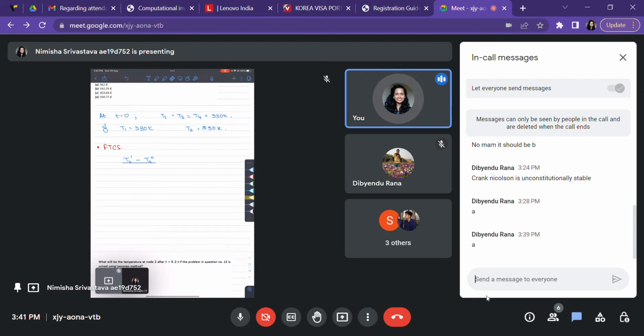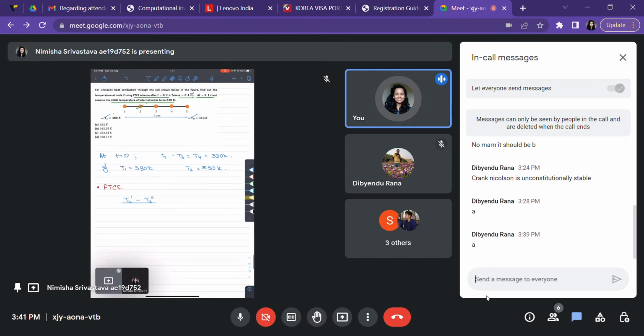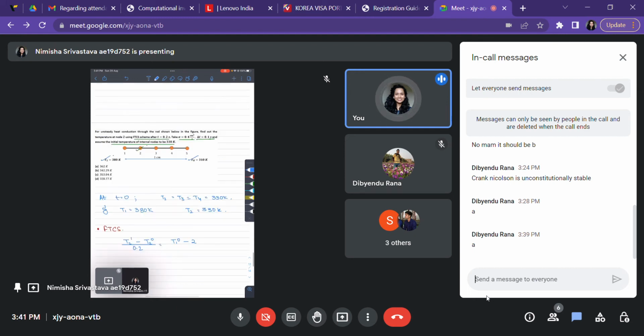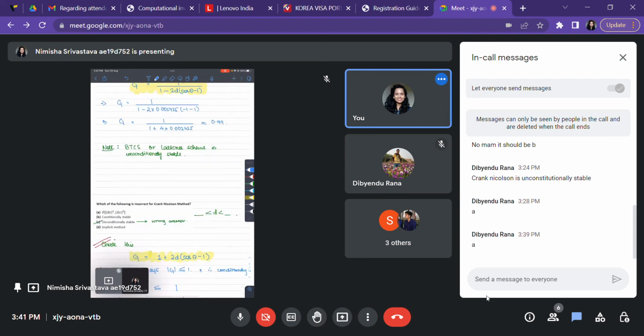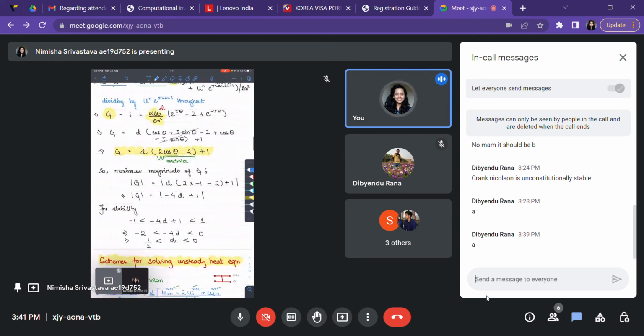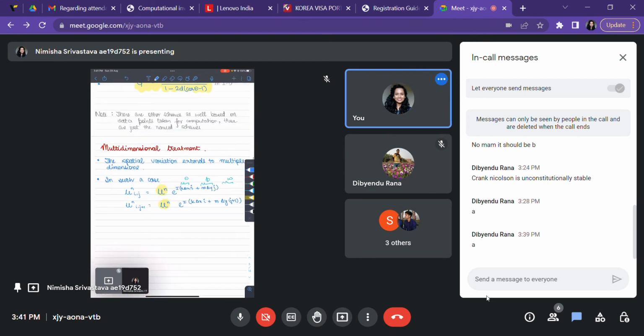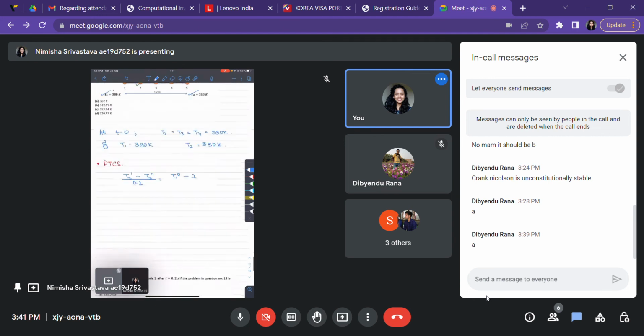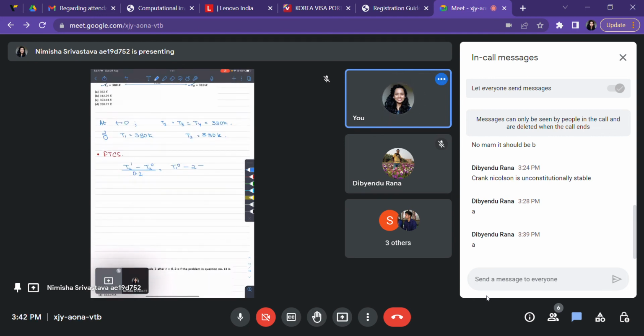Delta t. So what is my delta t? My delta t is 0.2 seconds is equal to T1. It's minus, right? If this is right.